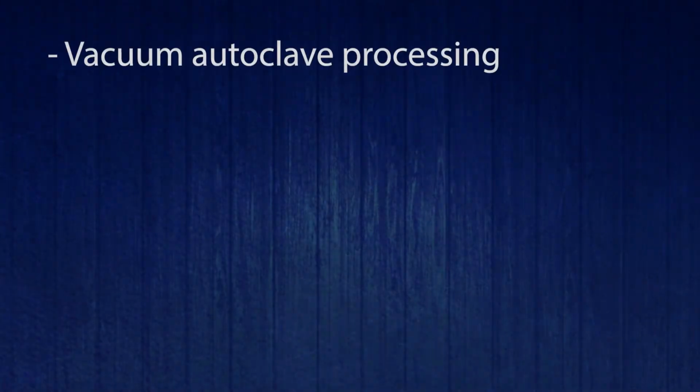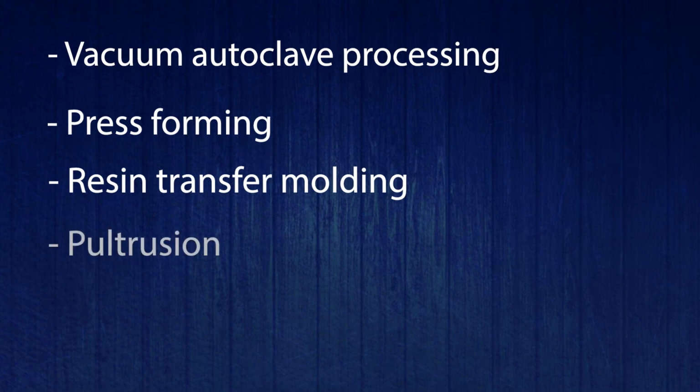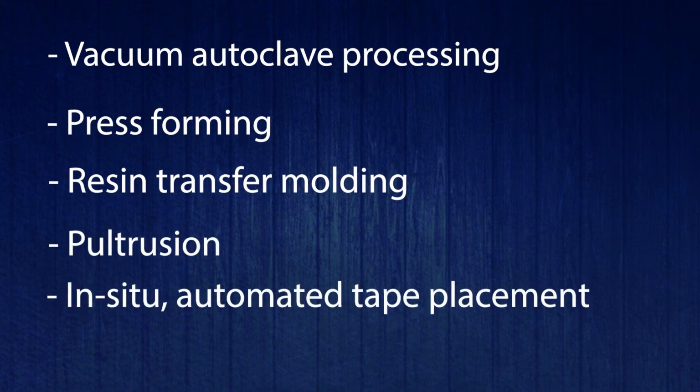A myriad of manufacturing processes exist for the fabrication of composite materials, which are largely dependent upon the type of composite material and the configuration of the structure. Techniques include, but are not limited to, vacuum autoclave processing, press forming, resin transfer molding, pultrusion, and in situ automated tape placement. Some of these processes consist of significant hand labor, while others look to go to more of a fully automated process.